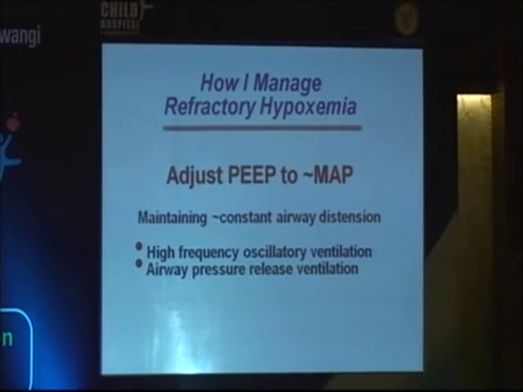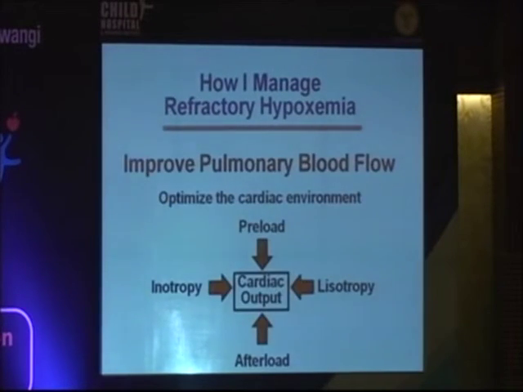Moving along, ultimately in patients who are very sick, and other people will say more about this, we actually get to the point of approximating the mean airway pressure with the positive end expiratory pressure. That is, keeping the lung expanded, don't allow it to become atelectatic, and reduce the volume shear stress. So basically, getting the lung open and keeping it open. And there's two ways right now that we do this, and this is with high-frequency oscillatory ventilation or airway pressure release ventilation, and others will talk more about this.